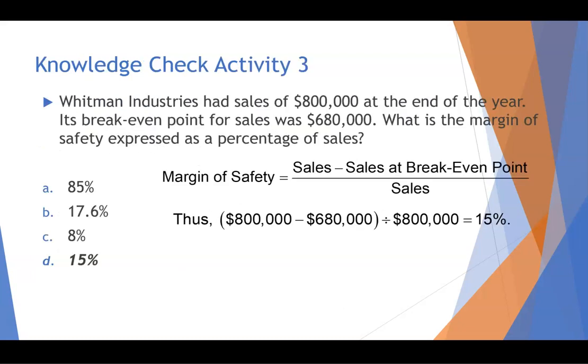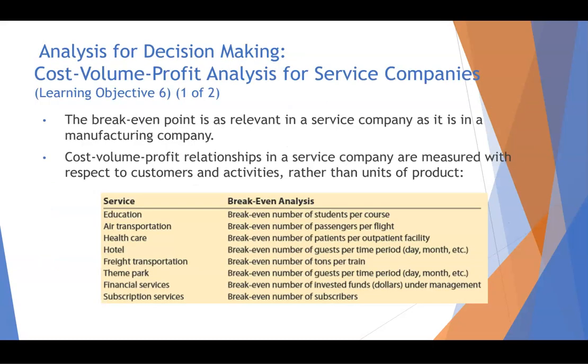Whitman Industries has sales of $800,000 at the end of the year. Its break-even point for sales was $680,000. What is the margin of safety expressed as a percentage of sales? 15% there.